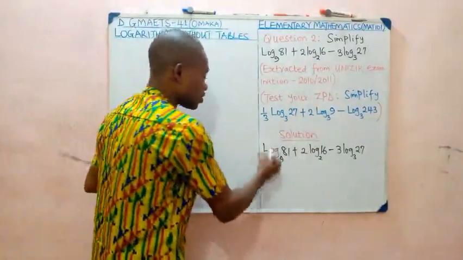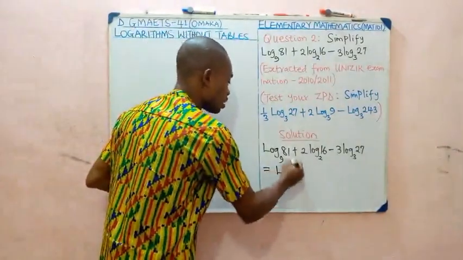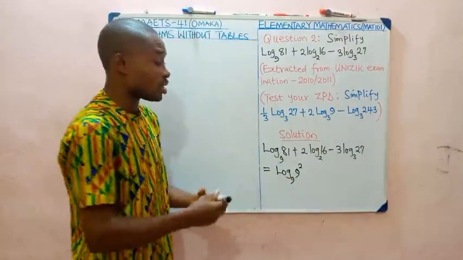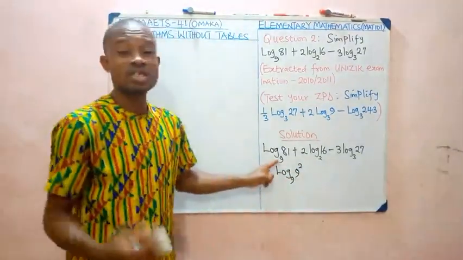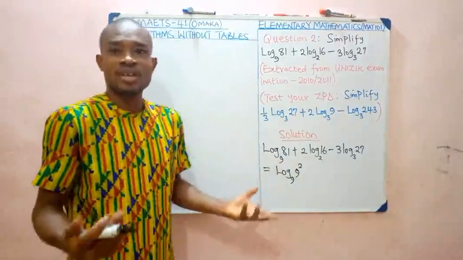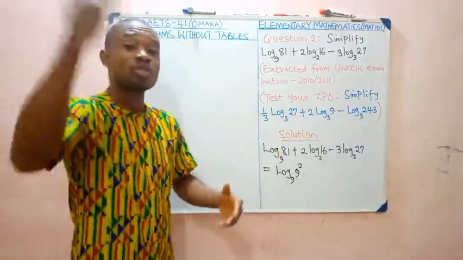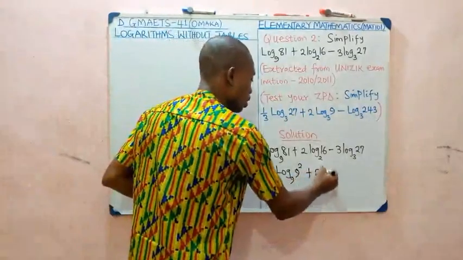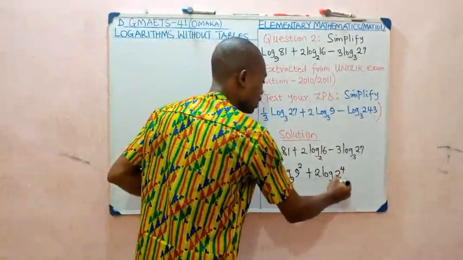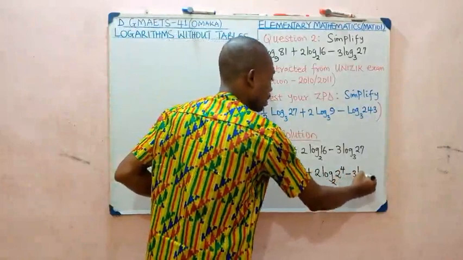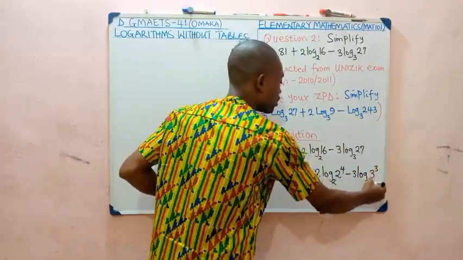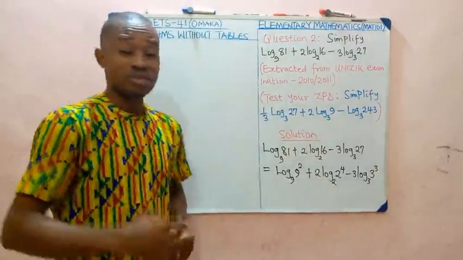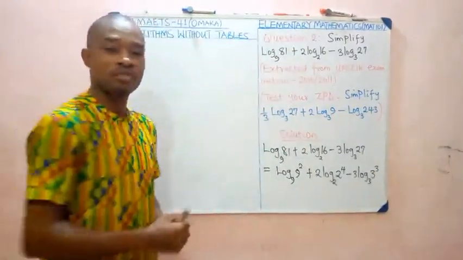Okay, having said that, let's solve this out and see. I can break this as log of 9 raised to power 2 base 9. Take note, why I chose to break this into 9 raised to power 2 is because of this base 9. If this base were 3 or so, I'd be breaking this 81 into 3 raised to power 4. So remember that. This will be plus 2 log 2 raised to power 4 base 2 minus 3 log 3 raised to power 3 base 3. And so you notice that each of the numbers in each log is bearing a power, so you can apply the power of the number.